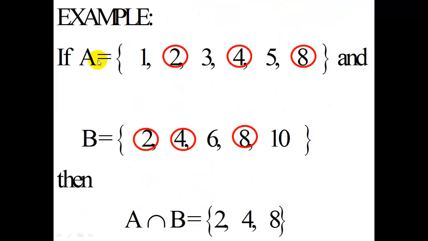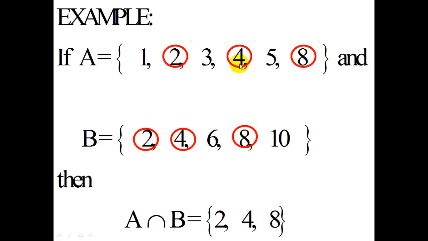Now, for example, consider these two sets. Elements of the set A are 1, 2, 3, 4, 5, and 8. And the elements of the set B are 2, 4, 6, 8, and 10. We can see that there are particular elements which belong to both the set A and the set B. Those elements are 2, 4, 8, because 2, 4, 8 can be found among the elements of the set A, and can also be found among the elements of the set B.